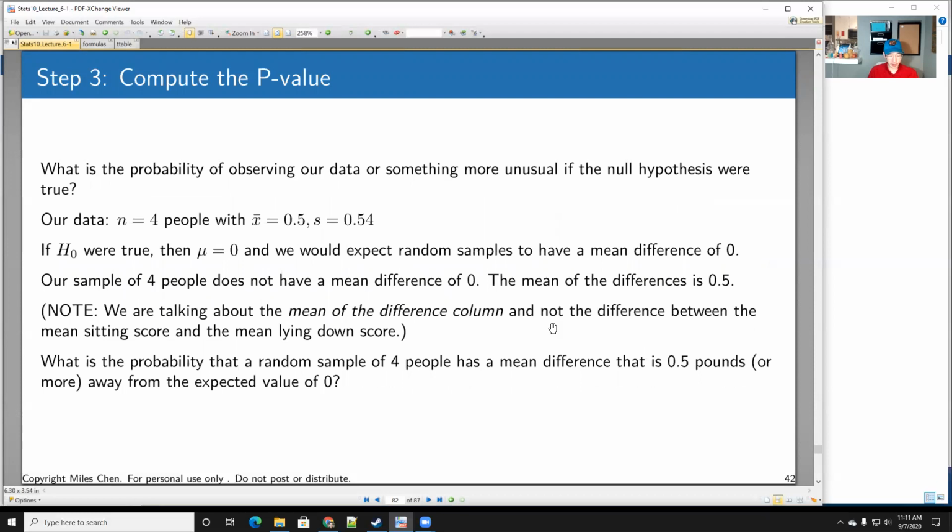So we have a sample. Once you've reduced it down to that column of differences, that's the only sample that matters. So we have 4 people in that sample, with an observed mean of 0.5 and a standard deviation of 0.54. If the null hypothesis were true, mu would equal 0, and we would expect the difference to be 0. Our sample has a difference of 0.5. The important thing is that we're talking about the mean of the difference column and not the difference between the mean sitting score and the mean lying down score. A common mistake is to treat the 2 samples as independent when you have to treat them as paired and you're only dealing with the difference column.